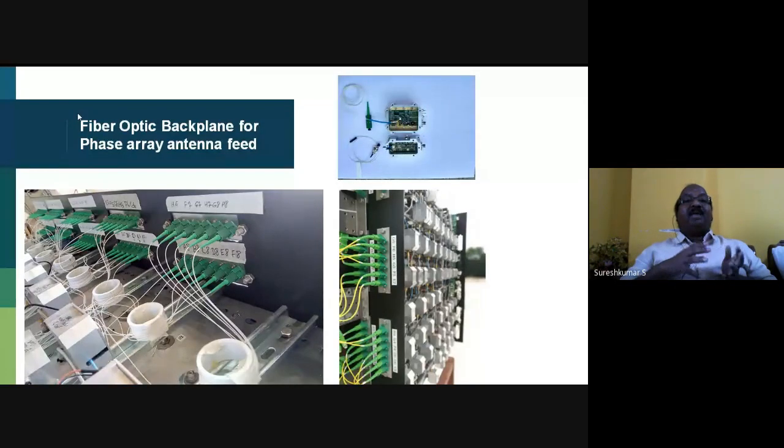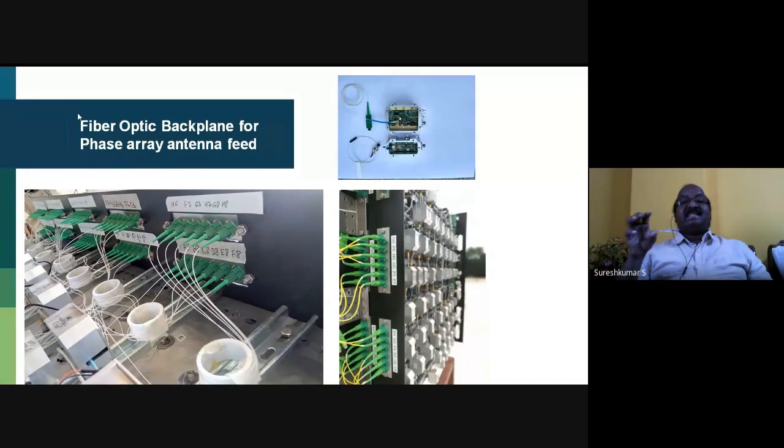Then in fiber optics, we have done a much more interesting thing. These units are bulky, but when we try to use a phased array system, we have a lot of elements in a phased array antenna. To provide a back plane through fiber, you need very compact fiber optic modules. And using RF over fiber is a challenge. And we have done that.